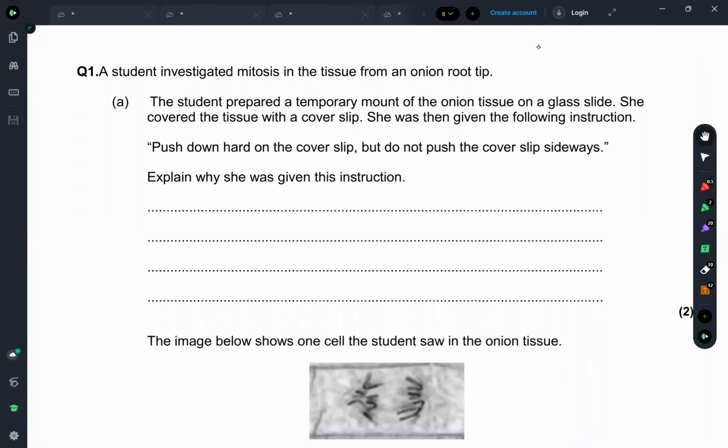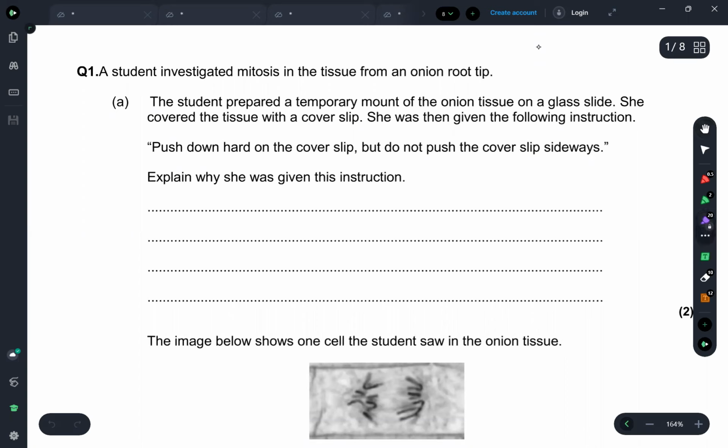What we're going to look at now is just a few more exam questions on mitosis. I just want to go through a couple of exam questions now. So question 1. In this one, a student investigated mitosis in the tissue from an onion root tip. I'd highlight the words mitosis and onion root tip, just to let me know we're probably talking about the root tip squish experiment and we're looking at mitosis.